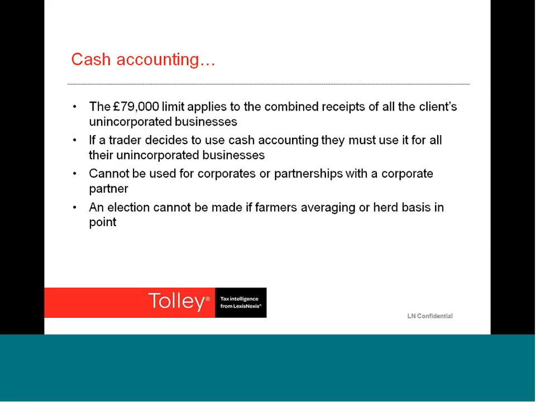Also, especially relevant for those of you doing paper 2 at ATT, the election cannot be made if you want to claim farmers averaging or you're looking at the herd basis. What you're doing for income tax is also what you'll be doing for Class 4 NIC. So whatever basis you're using, cash accounting or accruals basis, the profit you're going to tax to income tax in a tax year is that same profit that you will use to work out Class 4 NIC. Okay, so there's a few little extras I wanted to mention.